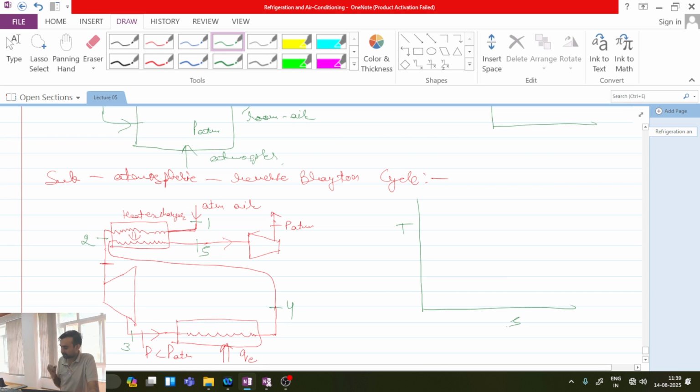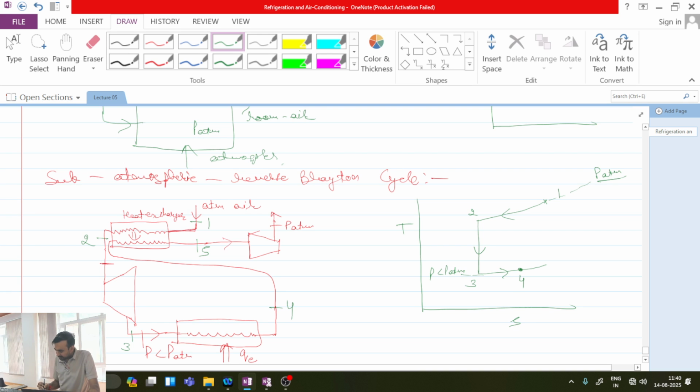Please tell me. This is my starting point 1. From 1 to 2 I am having cooling, and both points 1 and 2 are lying on a constant pressure line which is at P atmosphere. Then 2 to 3 I am having an expansion process. Then 3 to 4, what is happening? Partly cooling at the low pressure. This is some pressure less than the atmospheric pressure.